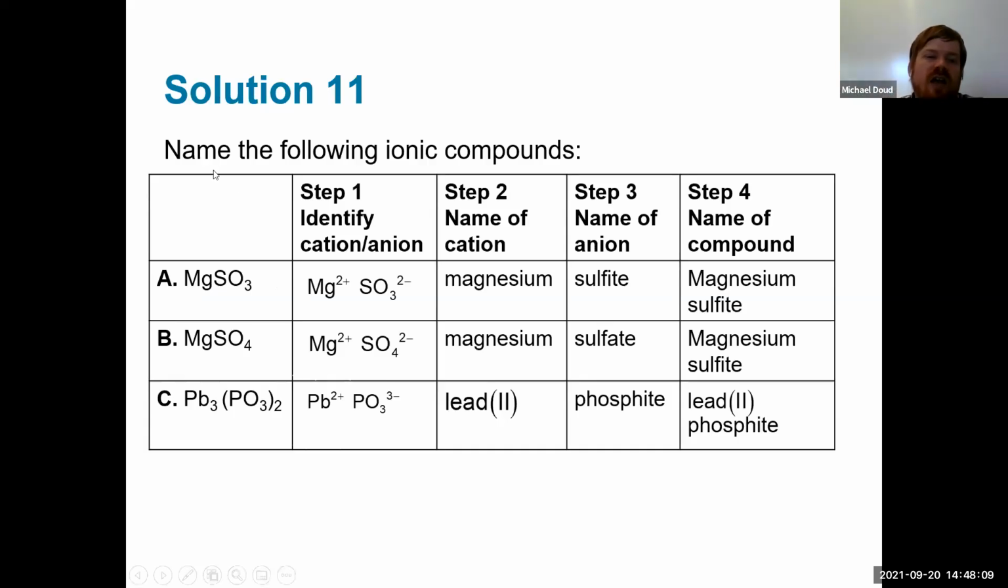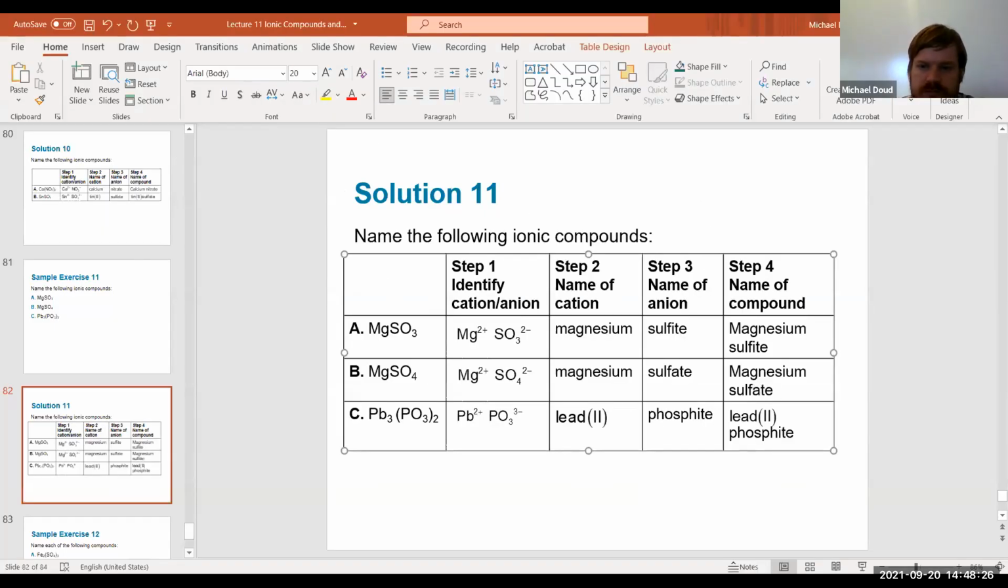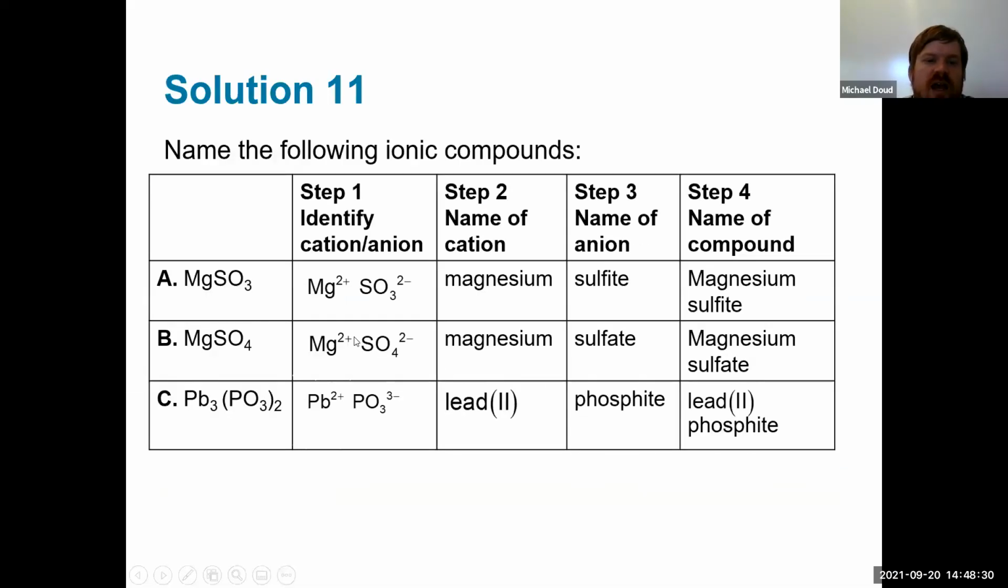Okay, so taking a look here, Mg is magnesium, which always forms a 2+ ion. SO3 2- is sulfite, so it's magnesium with sulfite, or magnesium sulfite. Okay, MgSO4, ooh, wow, this one has a mistake on it. Sorry about that, everyone. So it's a combination of Mg2+ magnesium and SO4 2- sulfate that becomes magnesium sulfate.